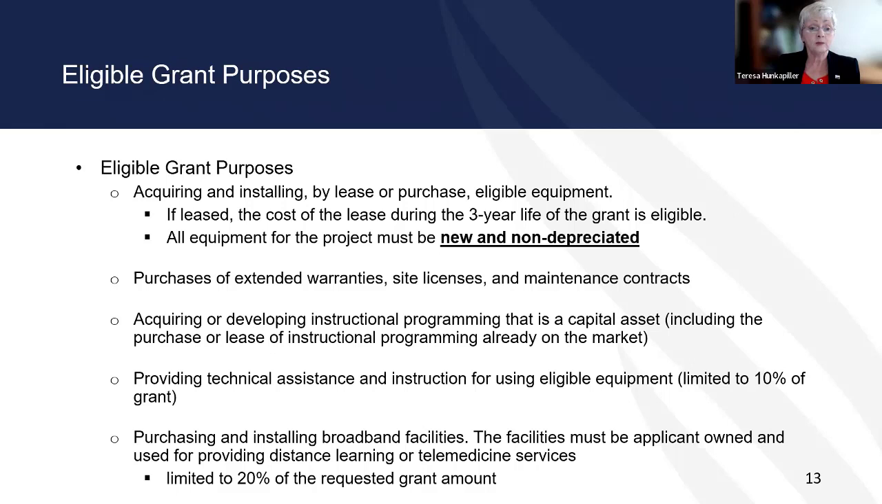All equipment has to be new and non-depreciated, and you have to convince us that you're going to be able to sustain this project beyond the life of 3 years. And if you're leasing equipment for 3 years, you've got to show us what your plans are for after that 3 years for equipment to keep this running. We do allow purchases of extended warranty, site license, and maintenance contracts as long as they are committed to upfront when you make the purchases of the related equipment.